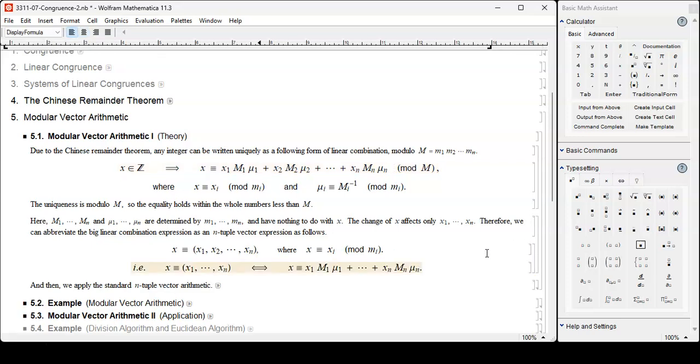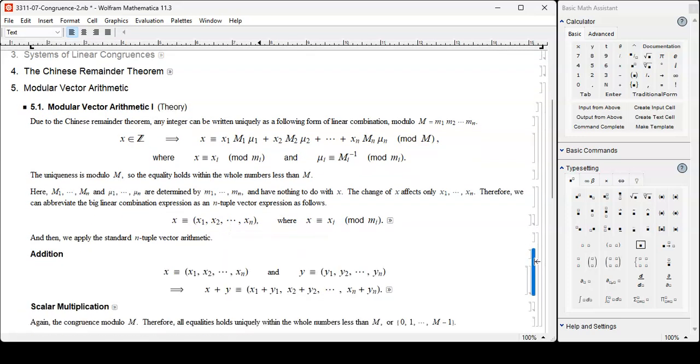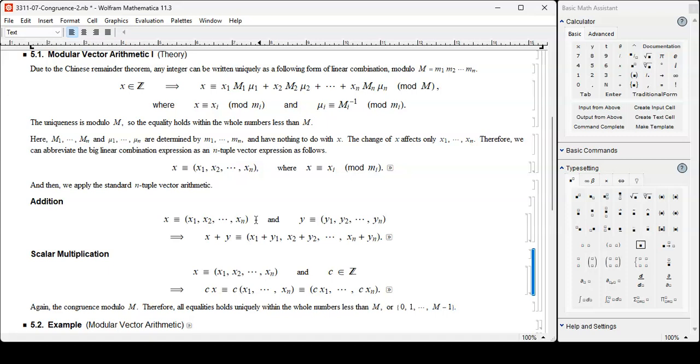That's just a definition. And then using this definition and this shorthand n-tuple expression, we can define an n-tuple vector arithmetic, modulo capital M and modulo small mi's, of course. How do you do that? We can define vector addition and scalar multiplication. So x and y are like this, x1, x2, x3, and so on, and y1, y2, y3, and so on. And x plus y can be written as the n-tuple of sums for each component.